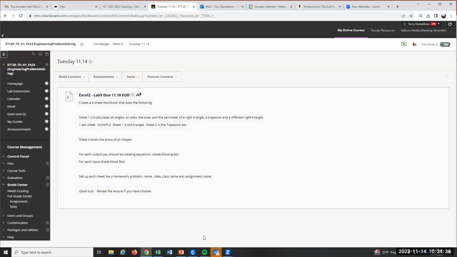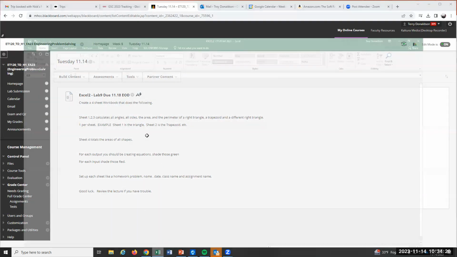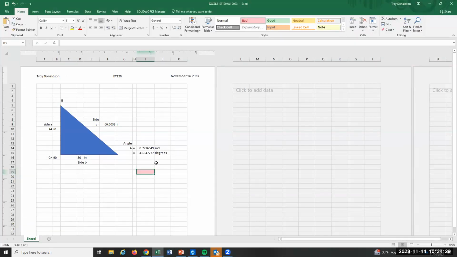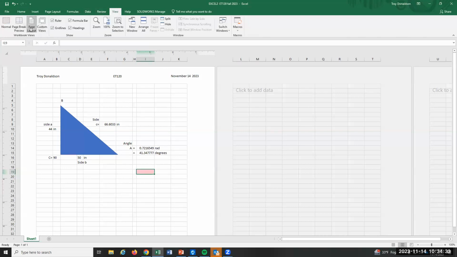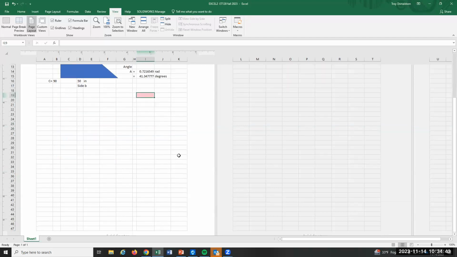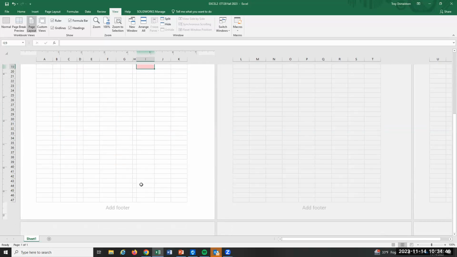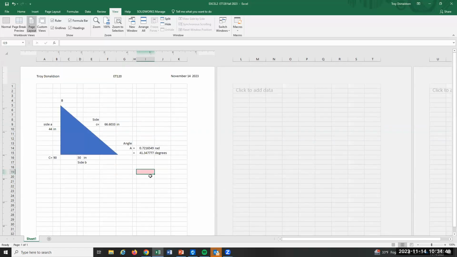All right, so in Excel, I've started one here, and I'm in the page layout view because we want to kind of set up like homework. So what I did was put my name, course number, date in the header. So then it'll show up on all the other pages, right? But there's only one page in this sheet that you're going to use. You're going to set up the triangle.